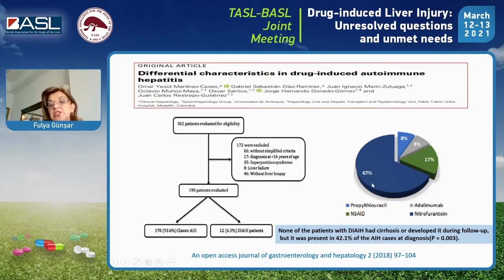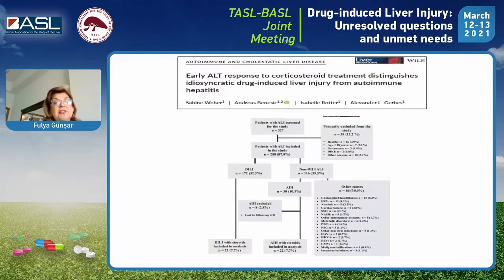67% of patients due to the nitrofurantoin. And in these patients, none of the patients with drug-induced autoimmune hepatitis had cirrhosis or developed it during follow-up, but it was present in 42% of autoimmune cases at diagnosis. This is an important characteristic to differentiate these patients.